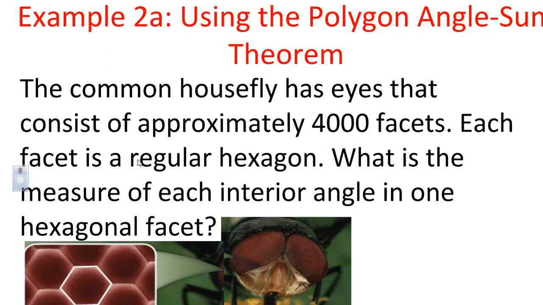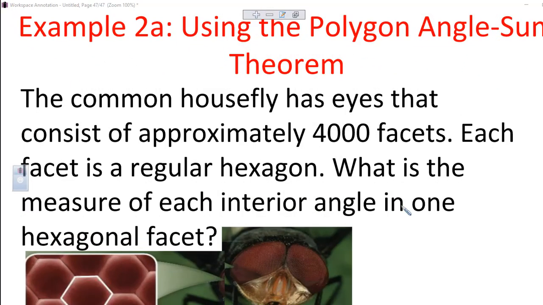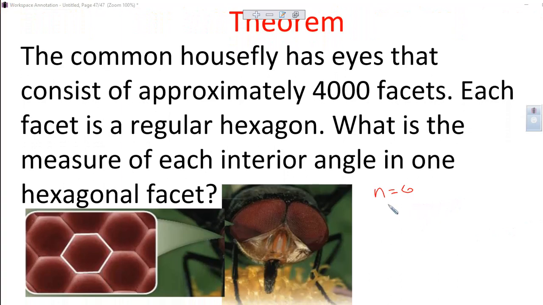So the common housefly has eyes that consist of approximately 4,000 facets. Each facet is a regular hexagon like the one shown here in white. What is the measure of each interior angle in one hexagonal facet? So first thing we need to do is figure out what our sum is. Well, before we do that, we have to identify how many sides. We can see it's 6, hexagonal, 6. And so we need to find the sum, n minus 2 times 180, divided by the number of sides.